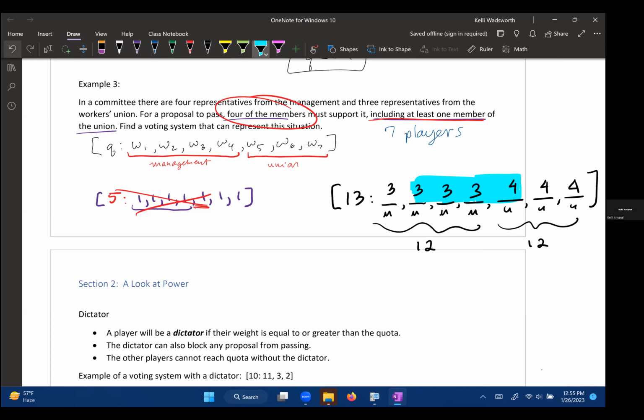Does that make sense? And you could even do further ones, like what happens if all the unions say yes? They don't meet quota themselves either. But if one manager says yes, then that meets quota and they can pass on that, right? So in whatever situation, you have to have at least 4 people vote yes. And no matter what combination of management and union, one of those people has to be union in this situation. So I think that's a little bit tricky, but it is a really nice exercise to start thinking about if you understand what the quota means and all this kind of stuff.